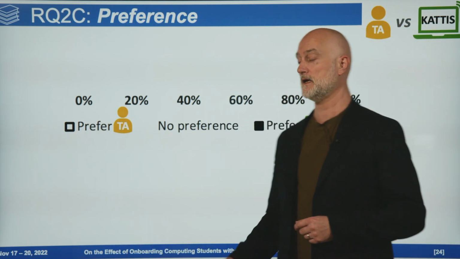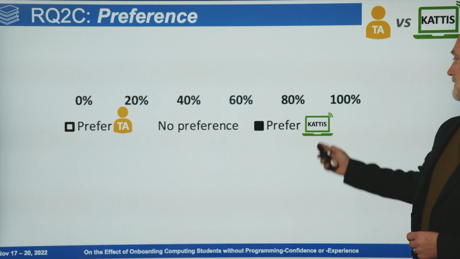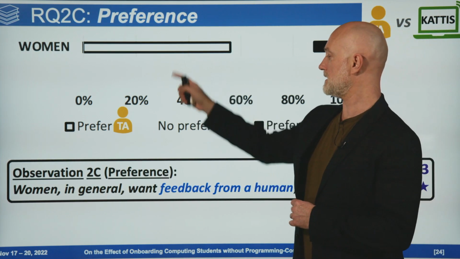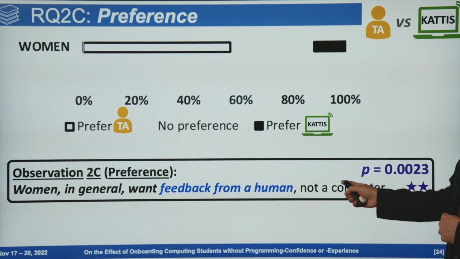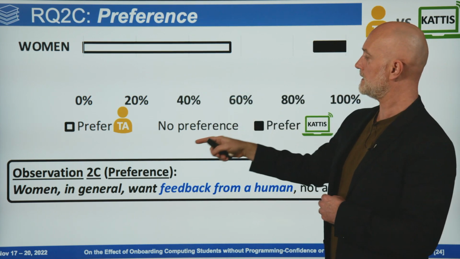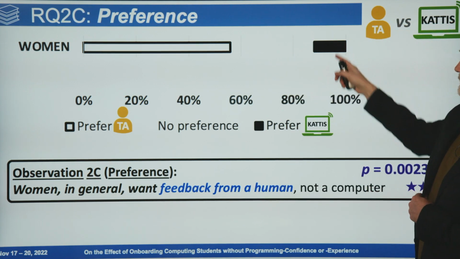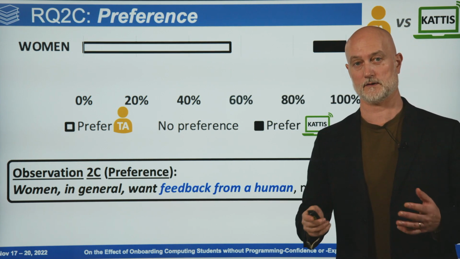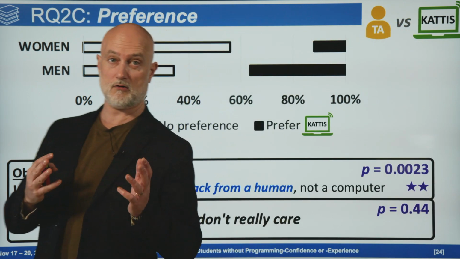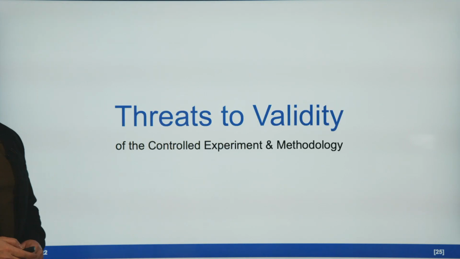In terms of preference, we asked students whether they would prefer feedback from a human TA, had no preference, or preferred automated assessment or feedback from CATIS. Looking at the results for women, we see that women in general prefer feedback from a human, not a computer. More women prefer feedback from a TA, some have no preference, and few report preferring CATIS. For the men, in contrast, they as a whole don't really care whether it's manual or automated feedback.